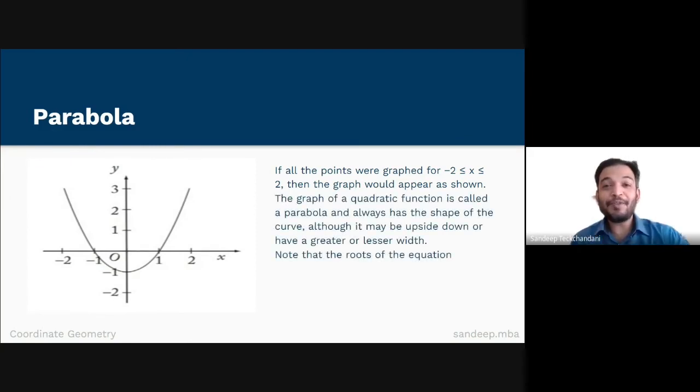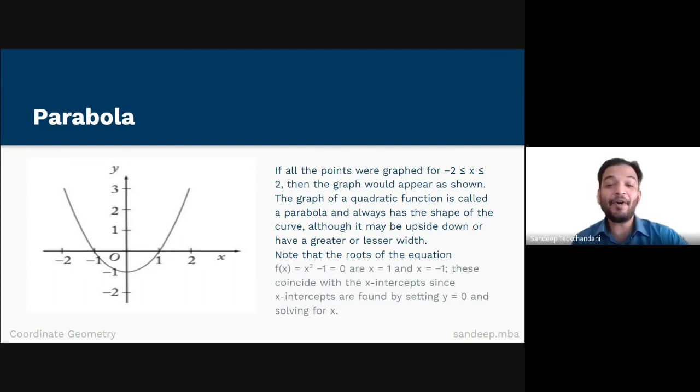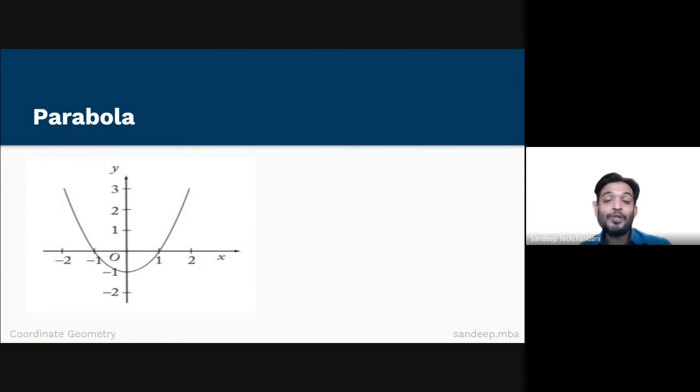Please note that the roots of the equation f of x is equals to x square minus 1 is equals to 0 are x is equals to 1 and x is equals to -1. These roots coincide with the x-intercepts, since x-intercepts can be found by setting y is equals to 0 and solving for x. Also, the y-intercept is f of 0 is equals to -1 because this is the value of y corresponding to x is equals to 0. For any function f, the x-intercepts are the solutions of the equation f of x is equals to 0 and the y-intercept is the value f of 0.